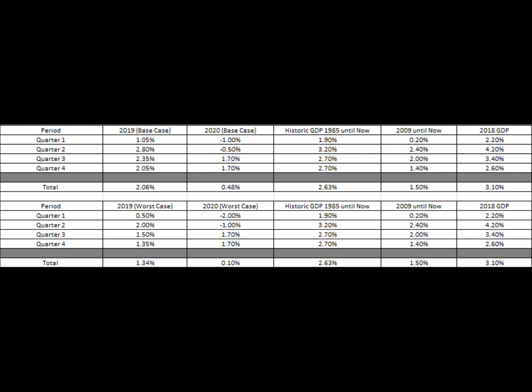So the first thing I'll go into is the global GDP for 2019 and 2020. This is global GDP taken from IMF for the major areas involved. So GDP in the euro area is expected to be 1.9% in 2019, and for 2020 it's expected to be 1.7%. In Japan, for 2019 it's expected to be 1%, and in 2020 0.4%, and in China in 2019 6.2%, and in 2020 5.8%.